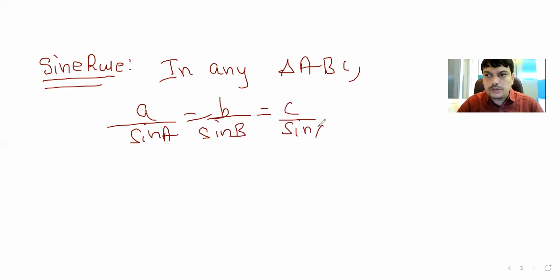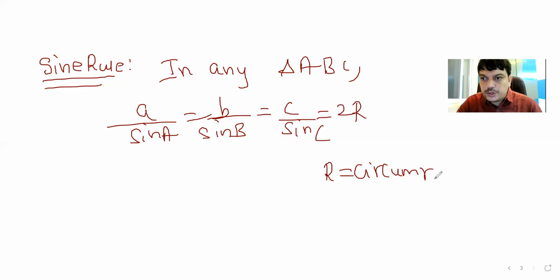So this can be called sine rule. In addition to that, I'll also add something equal to 2R, where R is the circum radius. So what does R denote here? Circum radius. So let's discuss about that. So this rule we usually call it as the sine rule.